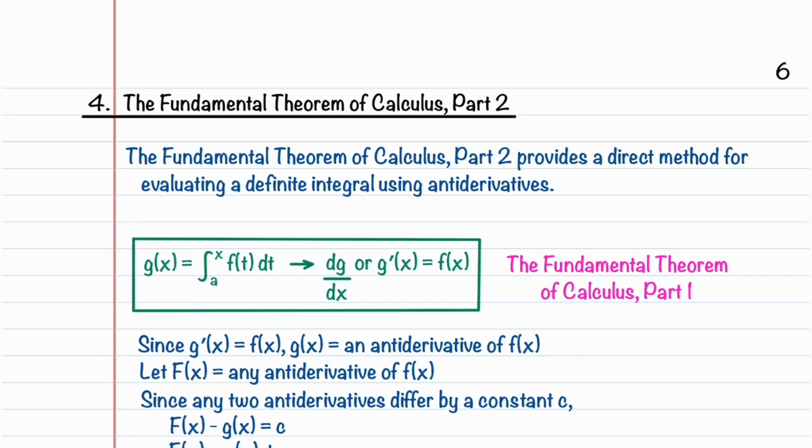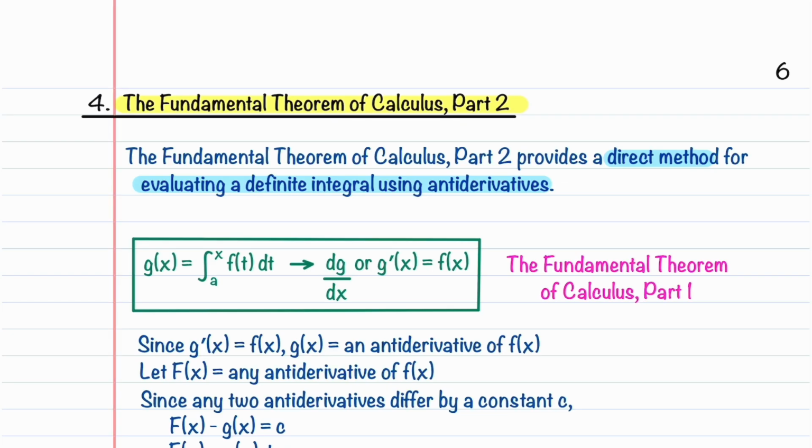We're now going to learn all about the Fundamental Theorem of Calculus Part 2. The Fundamental Theorem of Calculus Part 2 provides a direct method for evaluating a definite integral using antiderivatives. This is going to be a lot easier than having to use Riemann sums.